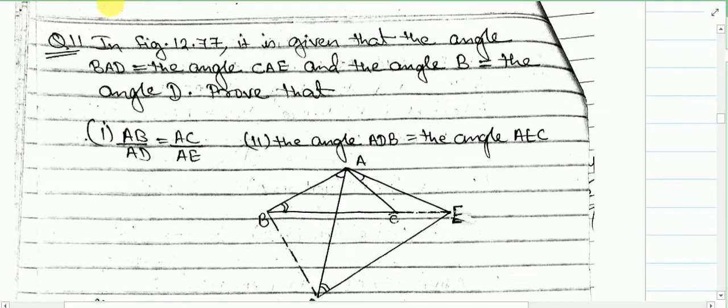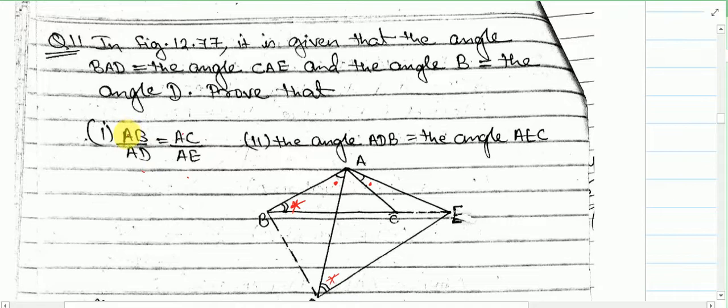Now let us see question number 11. Here it says in figure 12.77, it is given that the angle BAD is equal to the angle CAE. That means this angle is equal to this angle, is given, and the angle B, that means this angle. Let me give a star. So this angle is equal to this angle, already given to you. Now we have to prove that AB upon AD is equal to AC upon AE.